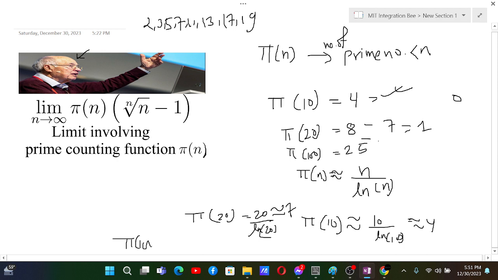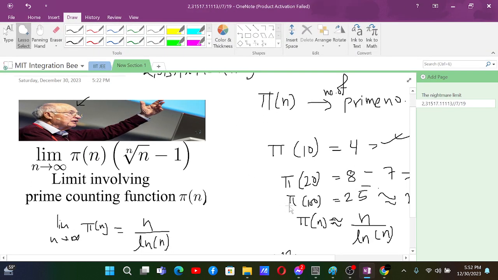And pi of 100 is actually 25, and if you use that approximation formula, we will get 22. That's nearly equal, not equal. So the error percentage will go to 0 at infinity. That's why we can use this formula, that pi of n is n by ln n when n goes to infinity. Now with this we are going to solve this problem.